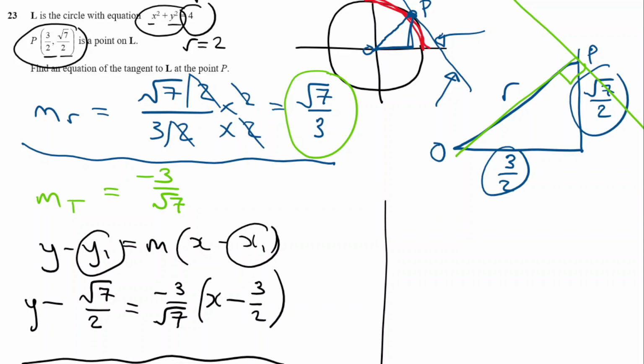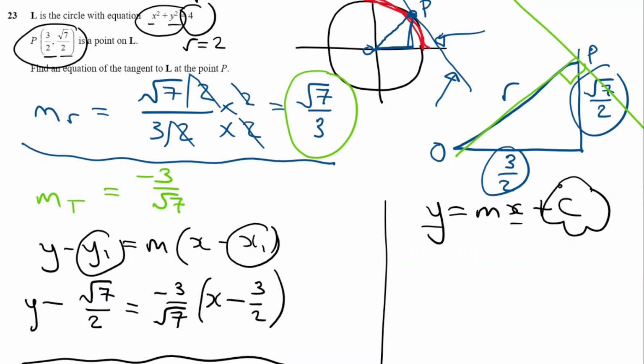If you haven't been taught that method, you'll go back to y equals mx plus c. Now I know that I'm going to substitute here. I'm going to substitute my x and y values, one of which, the y value, is root 7 over 2. So I know that there's a bit of mathematics involved, because we're going to find out the value of c. Right? The whole point of doing this method here is we need to find the unknown c. In other words, where does this tangent cut the y-axis?